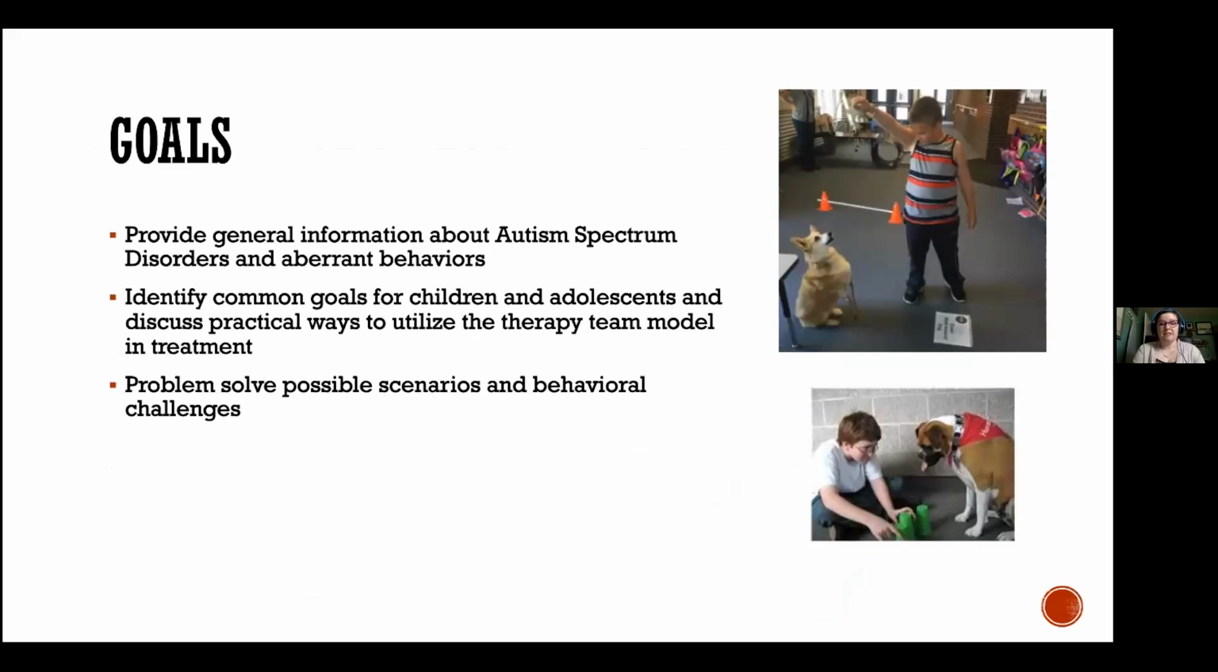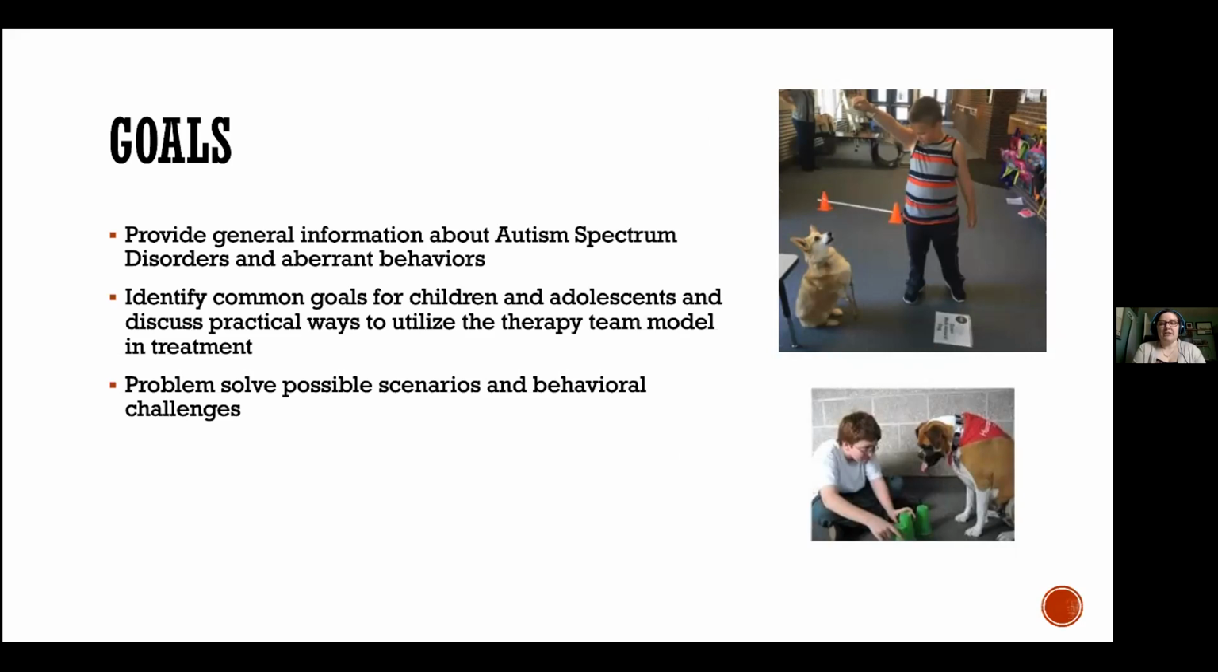So without further ado, we're going to go a little bit over autism spectrum disorder in general. I'm going to define for you what I mean by aberrant behavior, and we'll talk about common goals for children and adolescents on the spectrum that animal-assisted therapy teams would fit into, and really go over some concrete ideas of exactly how that could look.